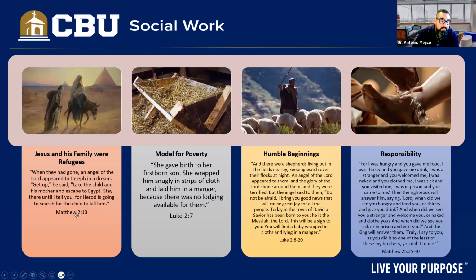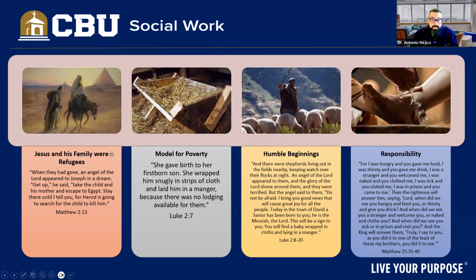One piece is to consider, as we see in Matthew, right, that Jesus and his family were refugees. Jesus fled political persecution. Joseph and Mary fled political persecution, right, when Mary was pregnant. She fled to Bethlehem, and there, when they were in Bethlehem, Jesus was born.